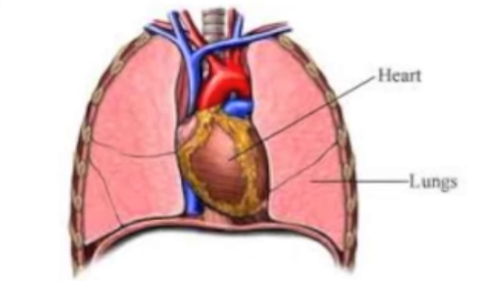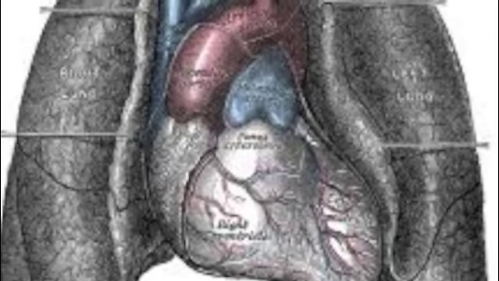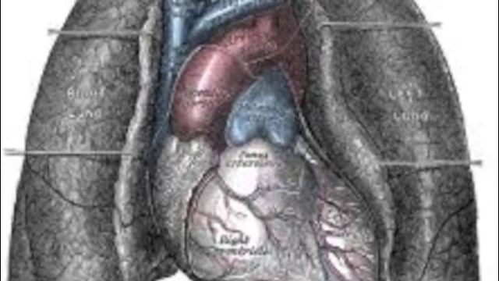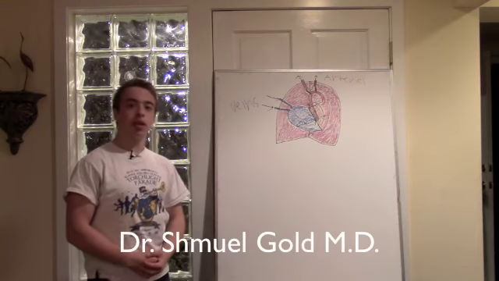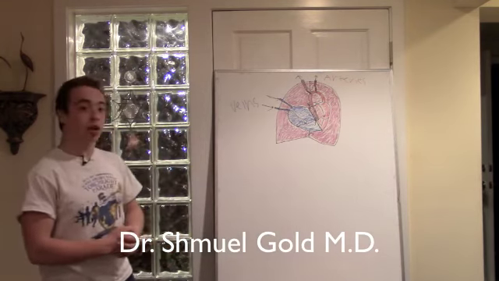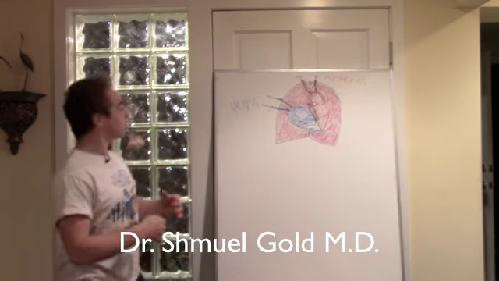Let's begin by getting a better grasp of the functions of the heart and lungs, so we can then see why they are such an important piece of the circulatory system. Here we have a diagram of the heart and the lungs, and I'm going to explain to you the functions. So we start in the veins.